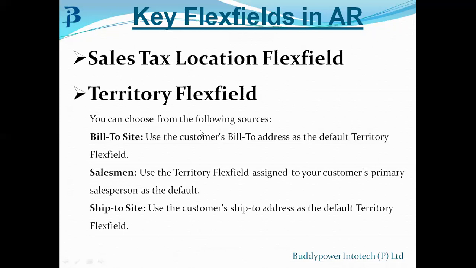You can choose the following sources. Bill-to site: you use the customer's bill-to address as a default Territory flexfield. Salesman: you use the Territory flexfield assigned to your customer's primary salesperson as a default. Ship-to site: use the customer's ship-to address as a default Territory flexfield. So these are your basic key flexfields in Accounts Receivable. Any doubt here?